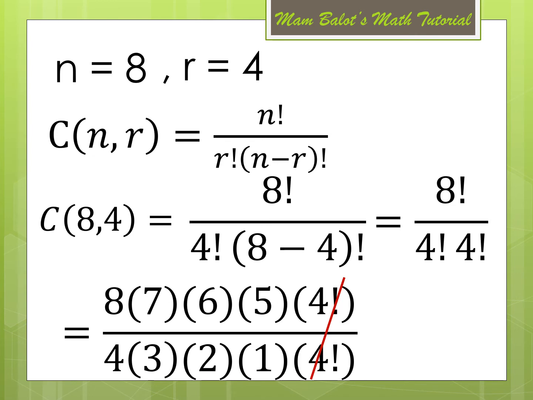Then observe that in the denominator, we have 3 times 2 times 1, which is equal to 6. So we can cancel out the number 6 in the numerator from there. And also observe that 4 can be cancelled out from 8, so what's left in 8 is 2. Multiplying now what's left in the numerator, which are 2 times 7 times 5, we have 70. So we have 70 ways. We have 70 combinations.